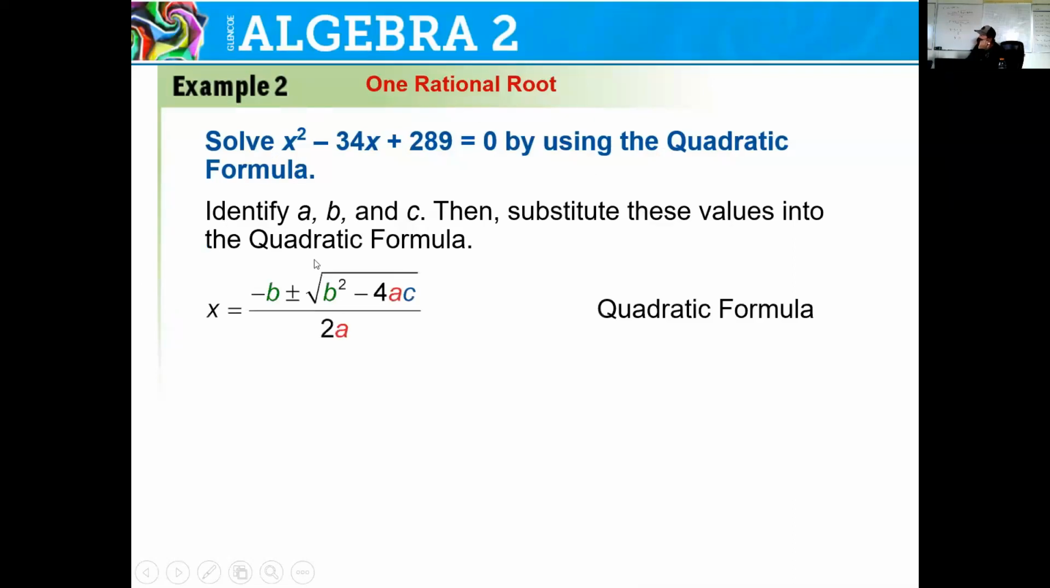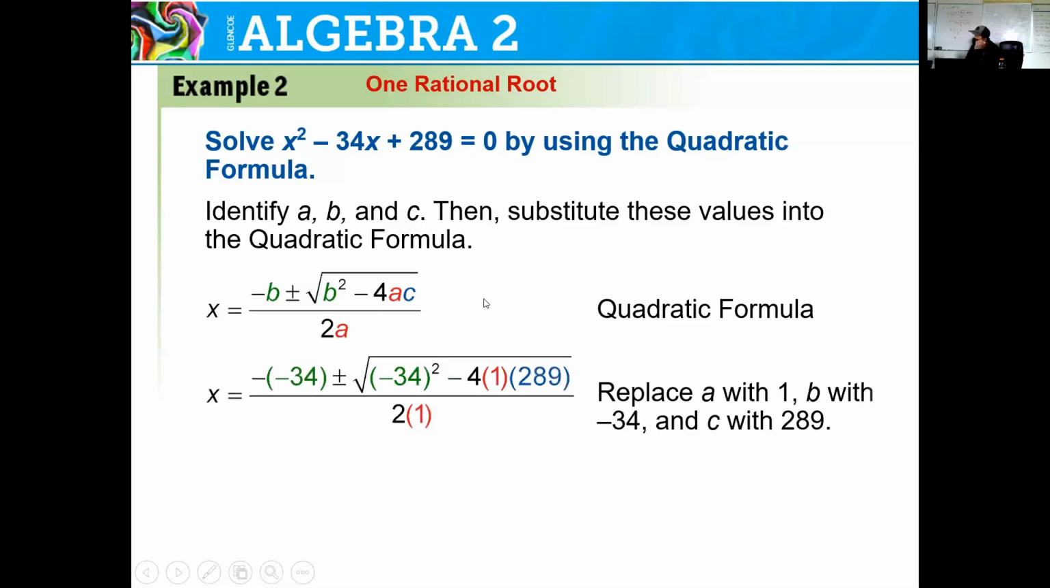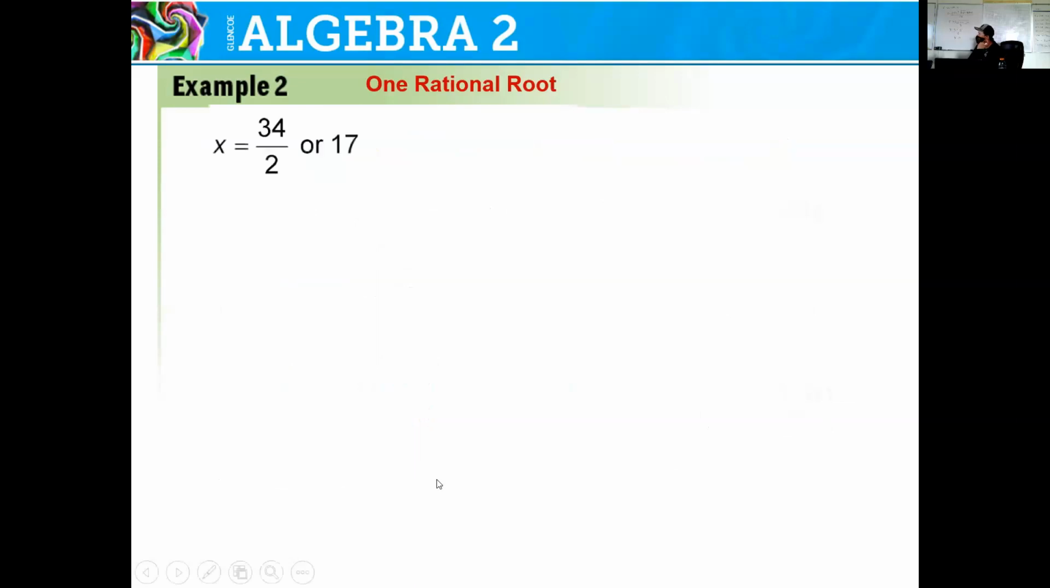So we have our quadratic formula. So a, negative 34. Negative 34 squared is 1,156. 4 times 289 is 1,156. That's what gives us our 0 there. And since our discriminant is 0, we know that we're only going to have one root. That's because 34 plus 0 and 34 minus 0 are the same answer. So the solution to this one will be 17.